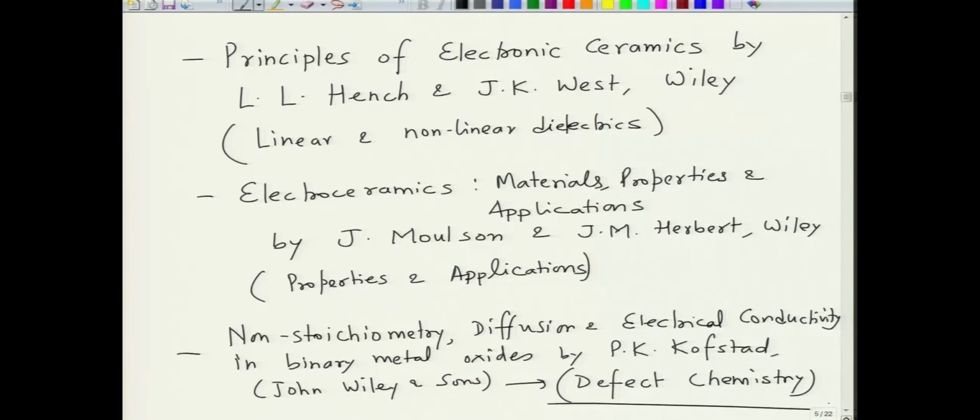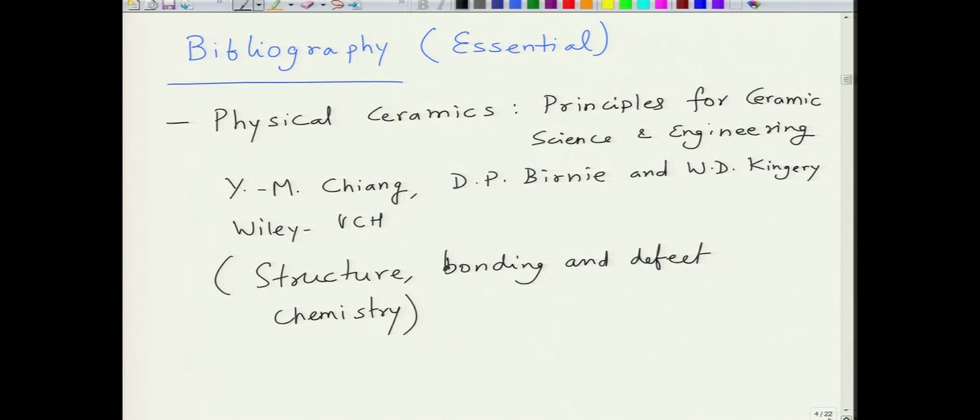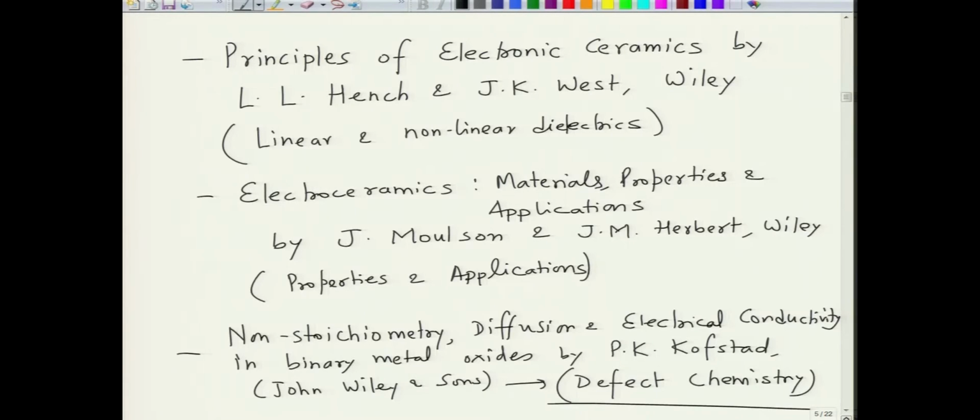So, these are the books that we will follow. The first book, Physical Ceramics by Chiang, Birnie and Kingery, from the perspective of structure, bonding and defect chemistry. Then we will look at Principles of Electronic Ceramics from the perspective of linear and nonlinear dielectrics by Hench and West. And we may also refer to Electroceramics: Materials, Properties and Applications by Moulson and Herbert from the perspective of properties and applications. If you are interested in defect chemistry, you can look at this book by Per Kofstad, or P.K. Kofstad, that is Non-stoichiometry, Diffusion and Electrical Conductivity in Binary Metal Oxides.